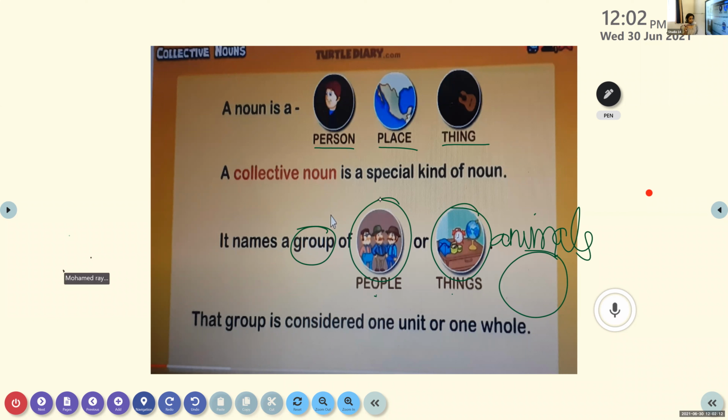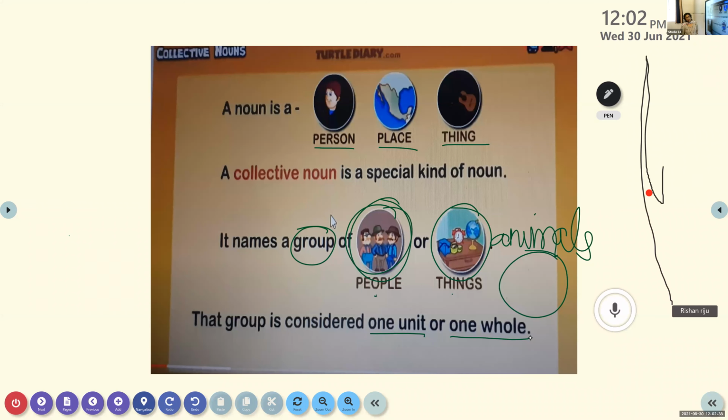Is that clear? That is considered as one whole, I said. So what do you mean by one whole? The group is considered as one unit or one whole. Clear to all of you? All of you look at it. In the last session, I explained all this to you. Now, by looking at the slide, you should get a clear picture.